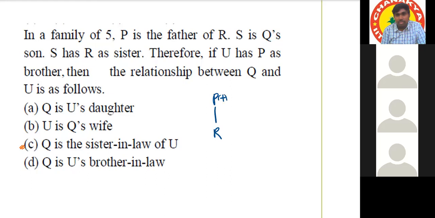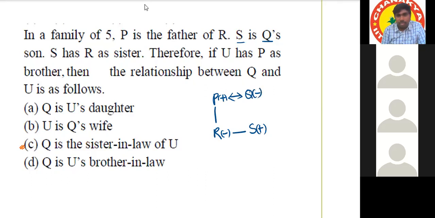And S is Q's son. S has R as sister. So R is the sister of S. R is the sister of S means for both of these persons, P is a parent. Yes or no? Yes, sir. But from the previous statement, S is Q's son. So S is a male, S is already the son of P, but he should be the son of Q as well. How is it possible? So Q is the wife of P. Yes, if Q is the wife of P, then it will be possible.